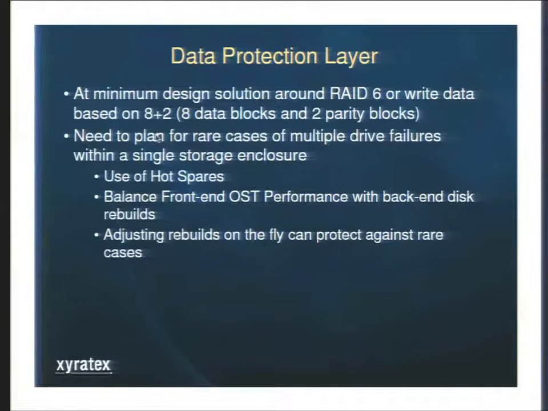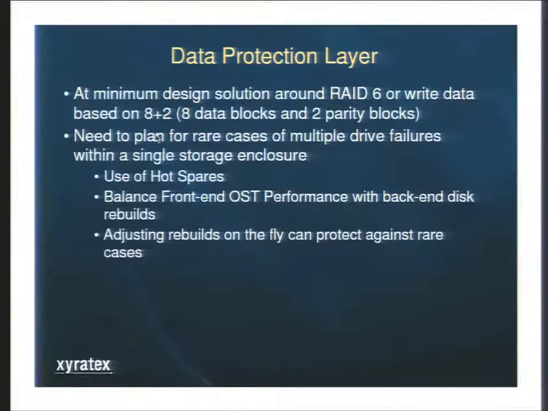At a minimum, where do we start? We start at the data protection layer to protect against multiple drive failures. One of the basic solutions is to design a data protection layer around RAID 6, for obvious reasons: two parity drives, 8 data drives. And then the other thing is to avoid these rare cases that we always say will never happen, which is multiple drive failures within the same data protection layer.